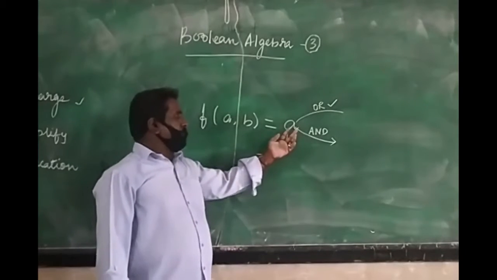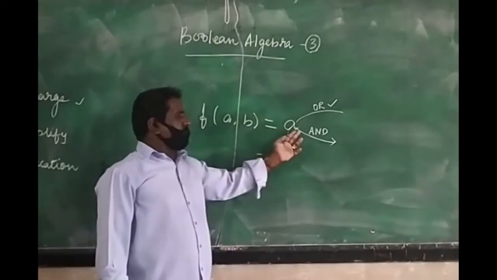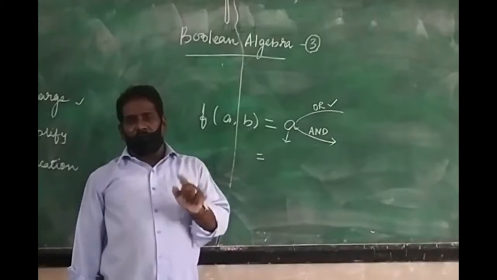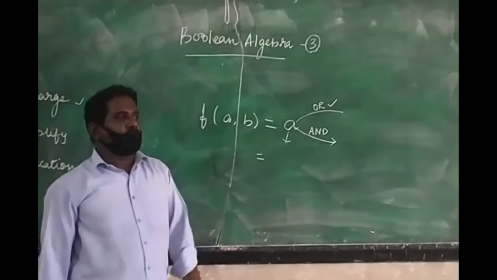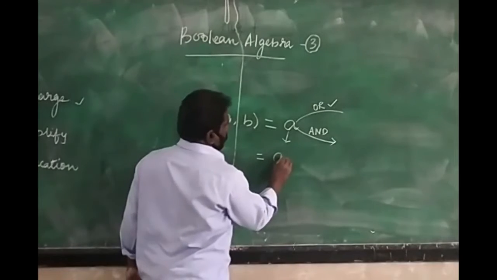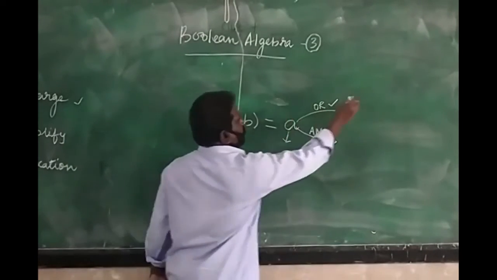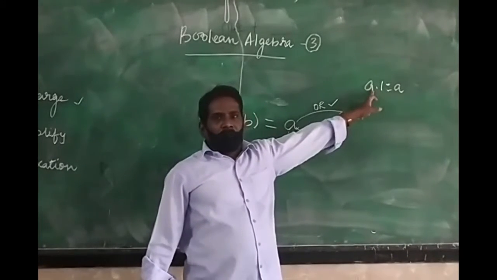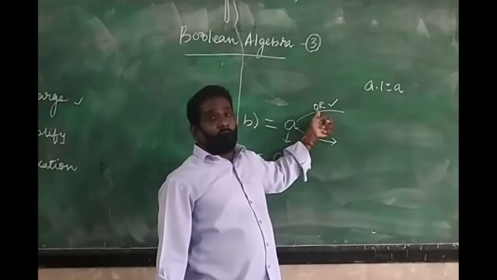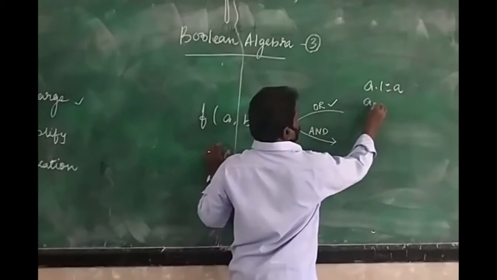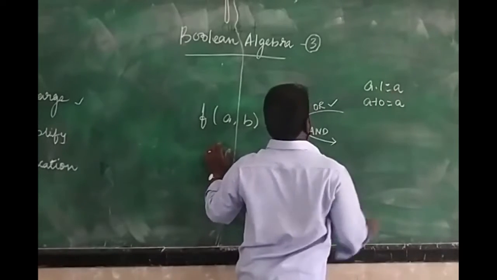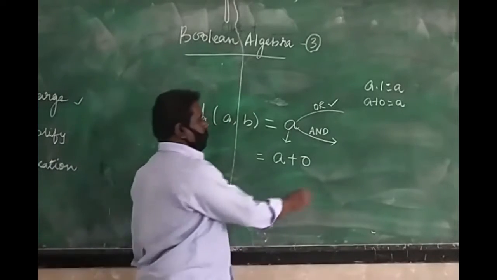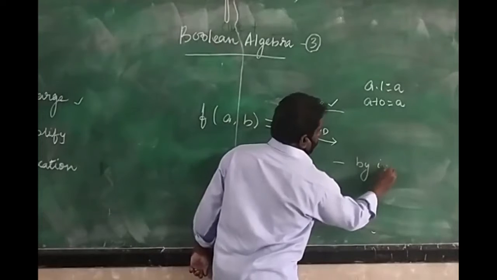So which theorem has a single variable on the left hand side? There is one theorem, identity element: a dot 1 equal to a. But this theorem is based on the AND operator, and we have decided to go with the OR operator. So that is a plus 0 equal to a. So here we have to take a plus 0. So we got it by the identity element.